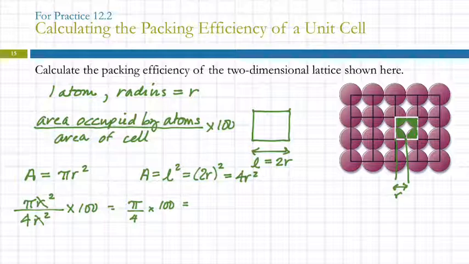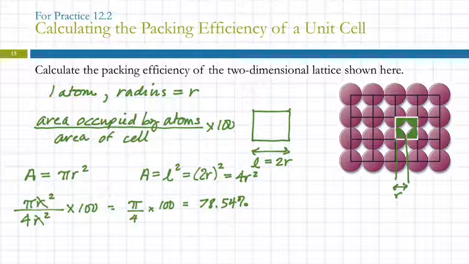And my calculator's being dumb and is showing me 25 pi. That's not what I want. So there's a mode thing. So 78.54%. Usually the packing efficiency are listed with two significant figures. Any questions?